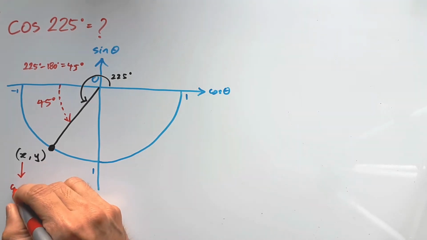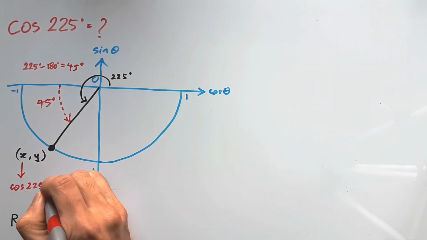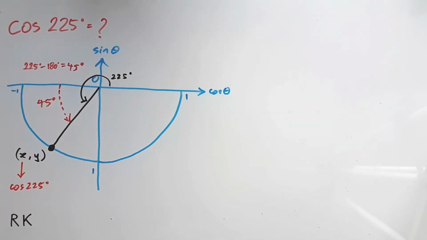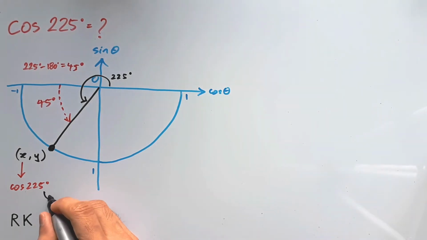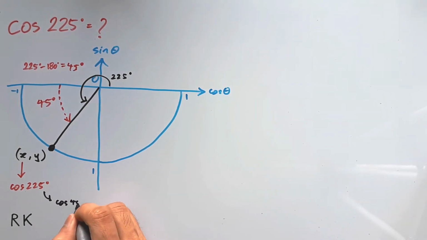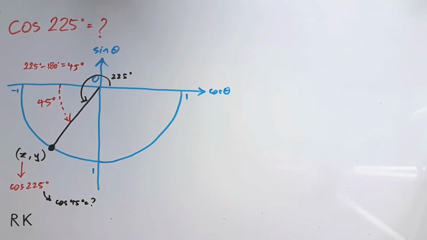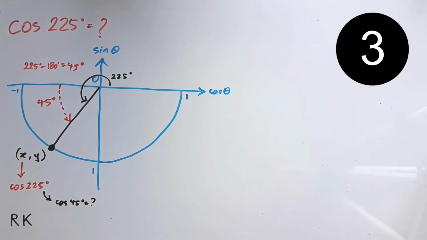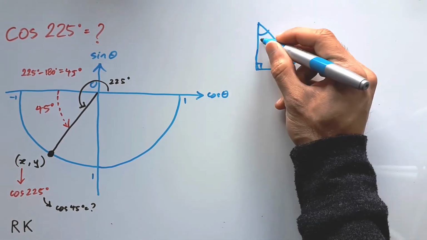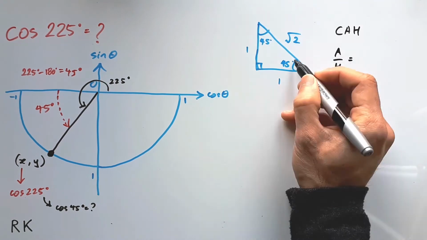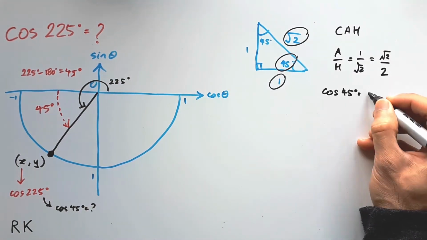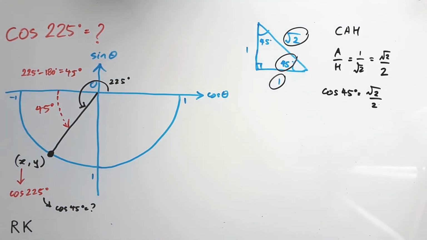Now remember, we want cos 225, which is the x value of our point. So using our reference, let's work out cos 45 degrees first. As usual, pause the video right now if you want to try working them out before I do. Okay, so using the 45 special triangle, cos 45 will equal root 2 on 2. I hope you got that.